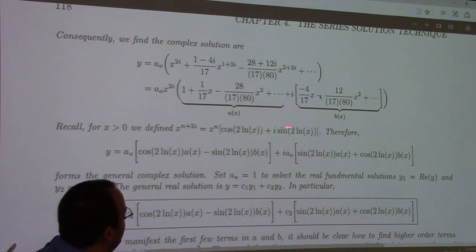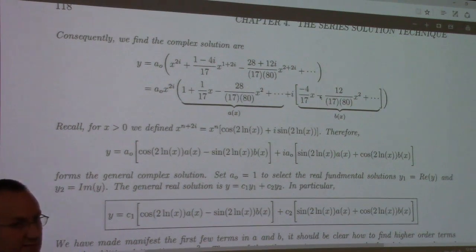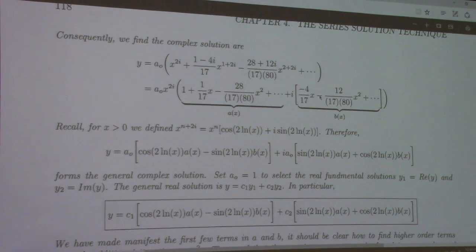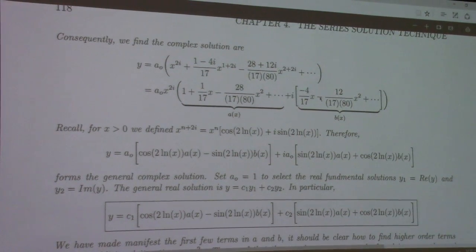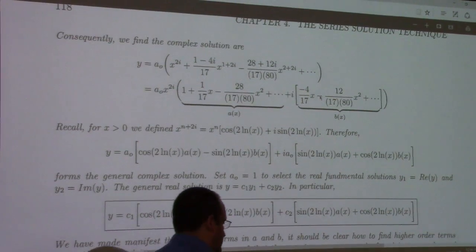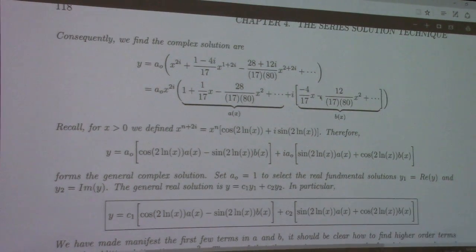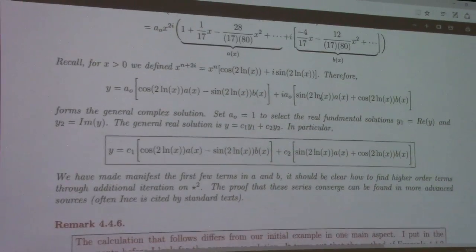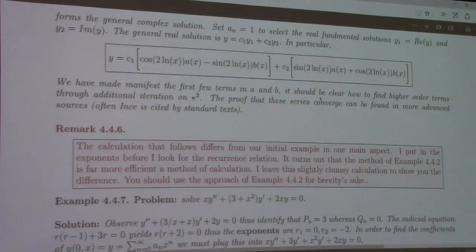Keep in mind that this A and B are these awful unending power series generated by the recurrence. And there you go. That's how you solve a complex Frobenius problem. Just the same, but you've got to work with the complex recurrence, and you've got to split off, collecting real and imaginary parts at the end. So it's kind of a hard problem.